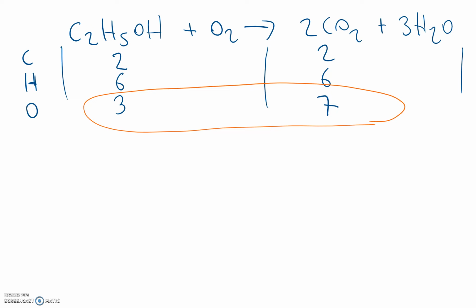I have 3 oxygens on the left and 7 oxygens on the right, so I need to increase the number of oxygens on the left. I need to increase to 7. If I put a coefficient of 3 in front of the oxygen, the O2 molecule, I now have a balanced equation with 7 on the left and 7 on the right. I rewrite the equation below. I add in the states of matter.